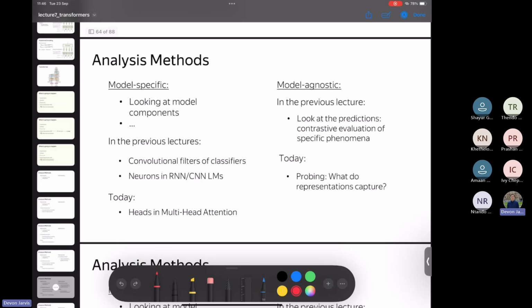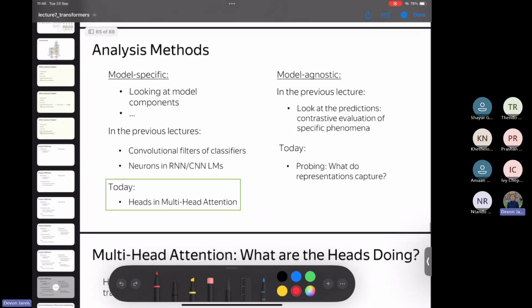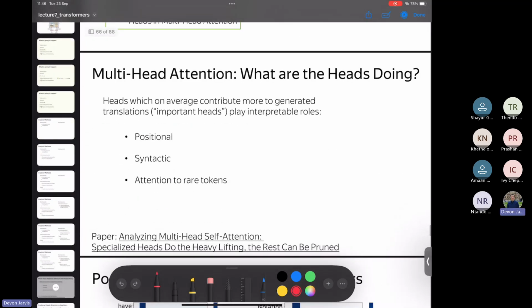So what do we do today? Well, we probe, and you try and see what the representations of these transformers capture in almost exactly the same way. Let's look at how you look at multi-head attentions. You want to say, what are these heads doing? Heads which on average contribute more to generating translations are called the important heads, and they tend to play interpretable roles, at least if you look at these papers. And it turns out that they do collapse to very reasonable things. For example, some attention heads just genuinely look at what position a word is in a sentence, and that's all it does.